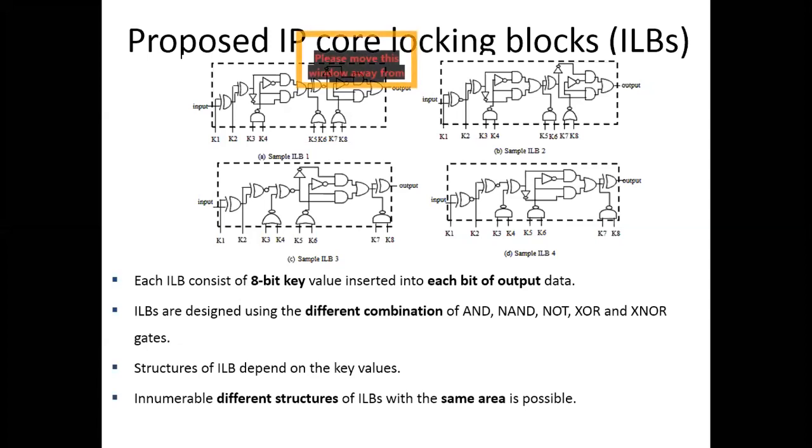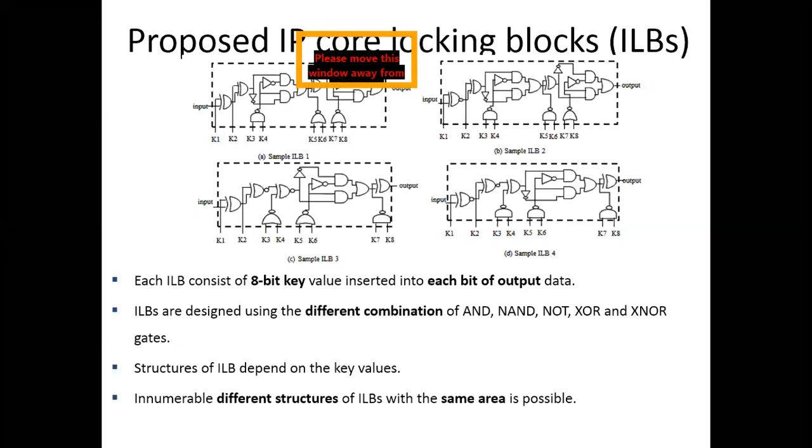These are just some examples of the locking blocks. They do not have a fixed template. The reason is to safeguard against the removal attack, another type of cyber attack in which the entire locking block could be removed from the design. If it is removed, then the encryption done using the key becomes completely null and void. So in order to evade the removal attack, different forms of IP core locking blocks are used.